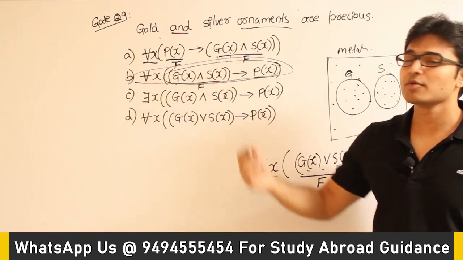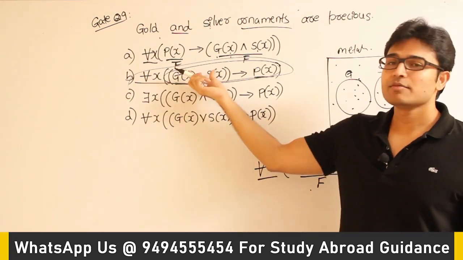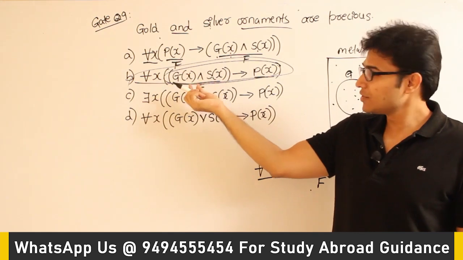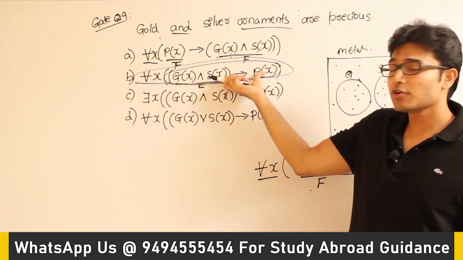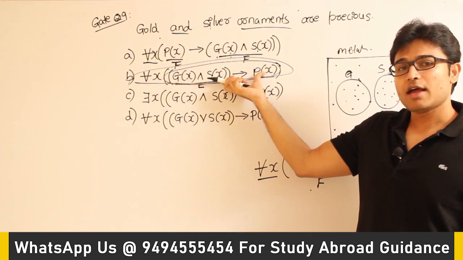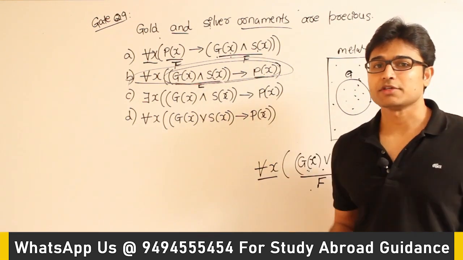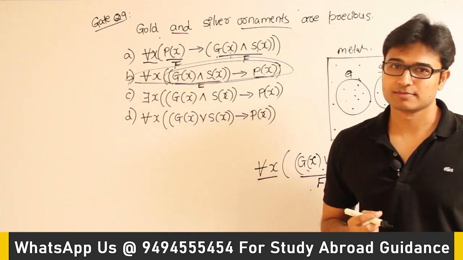Of course, this statement is going to be always true because no metal can be gold and silver simultaneously. Therefore, this is always going to be false. This is always going to be true for every metal. And if you apply true, true, true in conjunction, then the entire thing is going to be true.